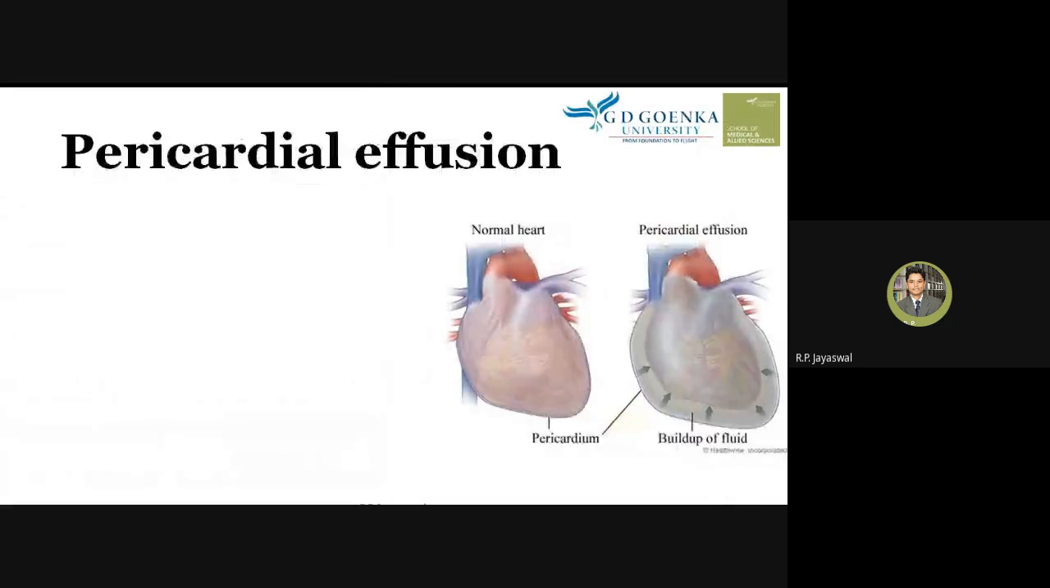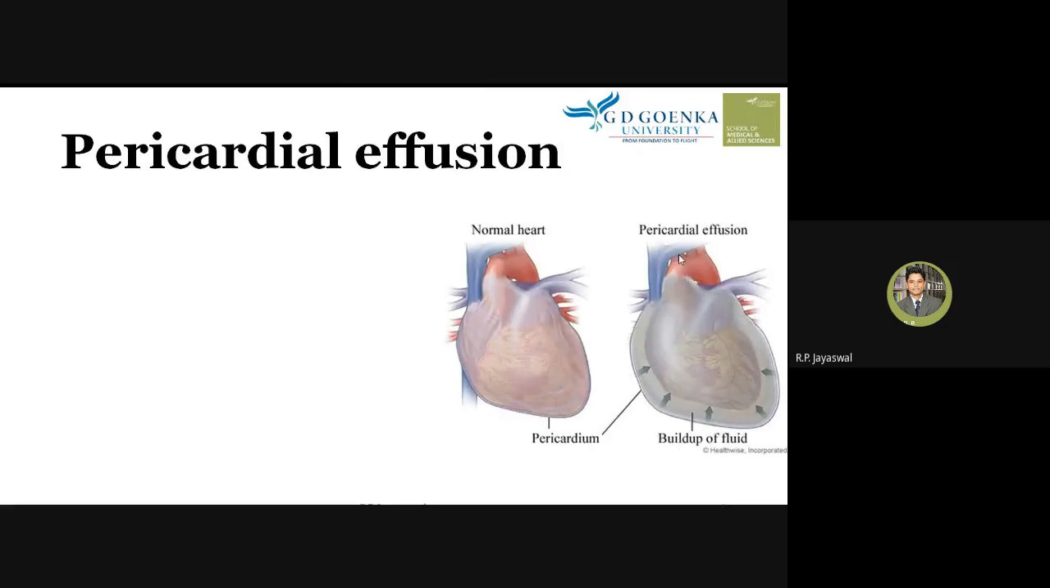Now moving to the next slide, which is related to pericardial effusion. You can understand pericardial effusion once you have the concept of the general structure of the pericardium. In the image, this is the normal heart with the pericardium, a double sac-like structure. The fibrous layer is superficial, followed by the serous layer, which consists of visceral and parietal layers, and between them there is a fluid that we have studied.